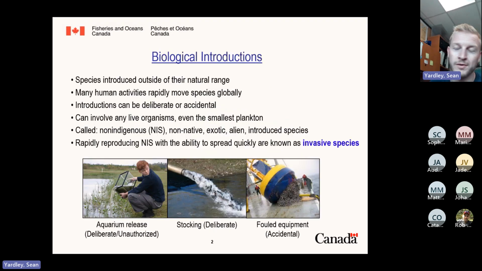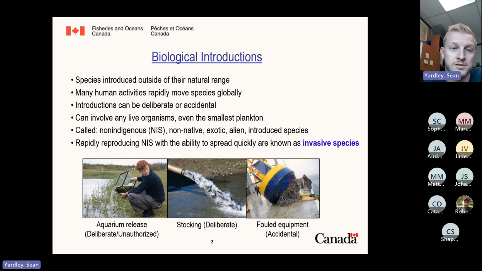So moving on, first, I thought it important to define a couple terms. So I'd like to quickly define what a biological introduction is. A biological introduction is when any species is introduced outside of their natural range. So typically species will be found in a habitat that's suitable for them and meets all their requirements to feed and reproduce.